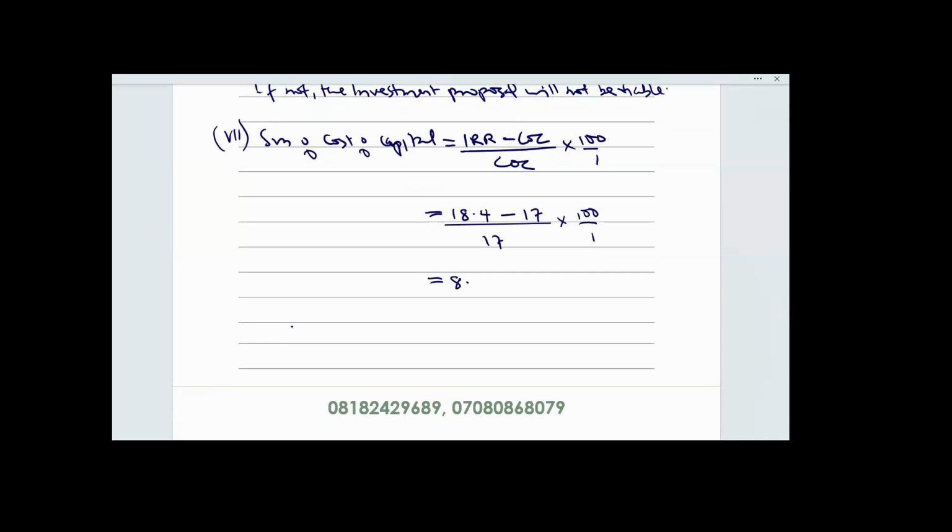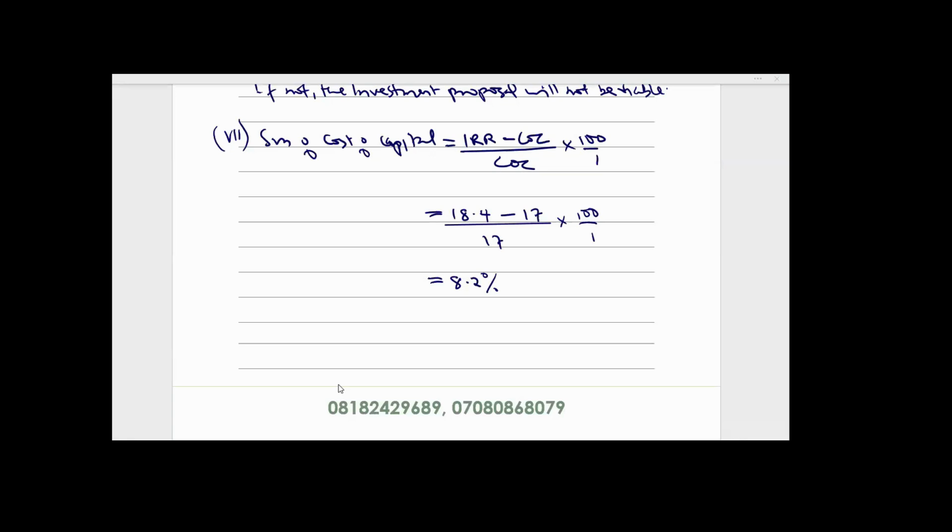That's 8.1 or 8.2. I think it's 8.2. Let me confirm again. So 1.4 divided by 17, sorry, not 1.4. Okay, 14 divided by 17. 8.2. Pardon? I said it is correct, 8.2.